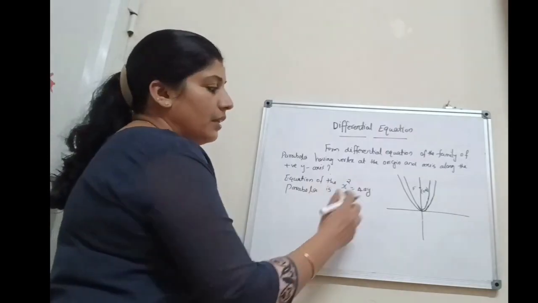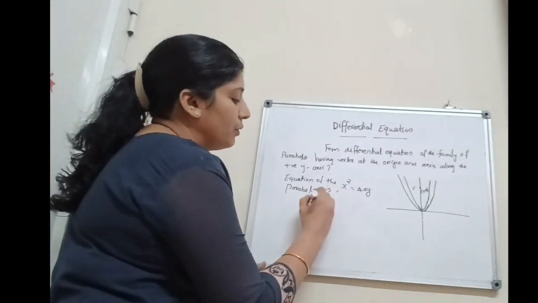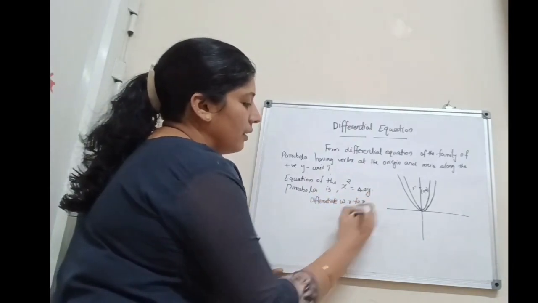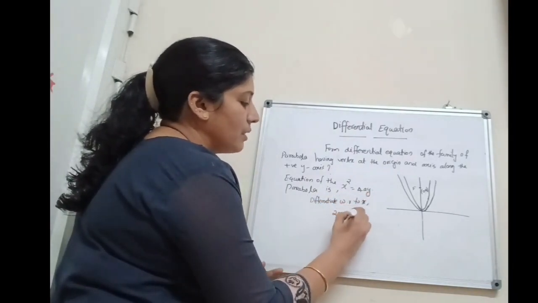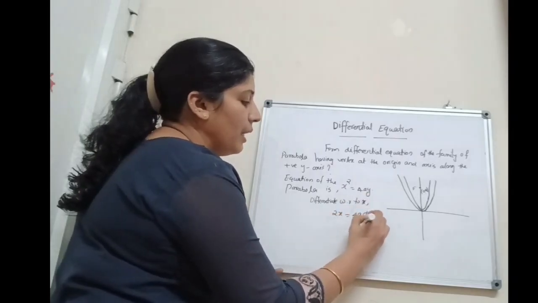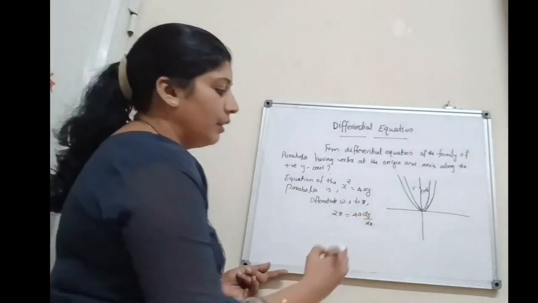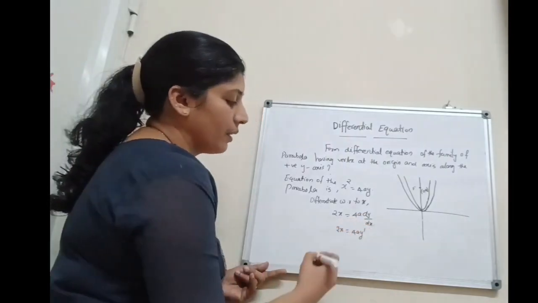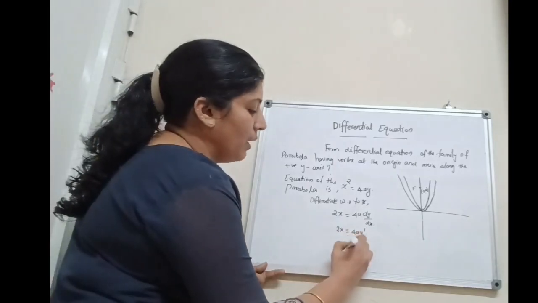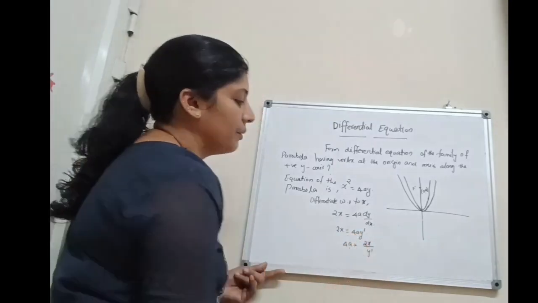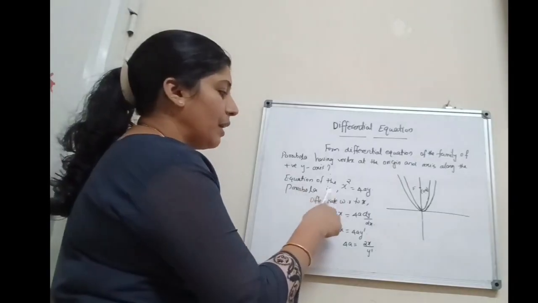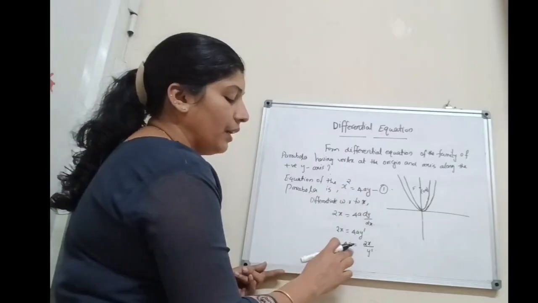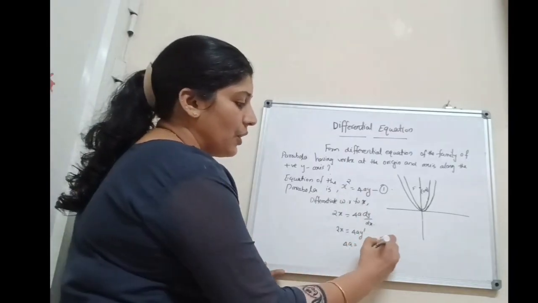Next, we have to differentiate with respect to x. We get 2x equals 4a into dy by dx. Therefore, 2x equals 4a y dash. Next, 4a equals 2x by y dash. Now, the equation of the parabola is x square equals 4ay. Take it as equation number 1. By differentiating this equation, we get 4a equals 2x by y dash. Take it as equation number 2.